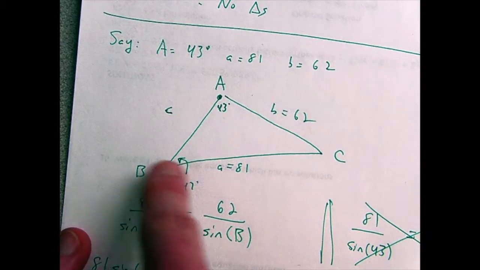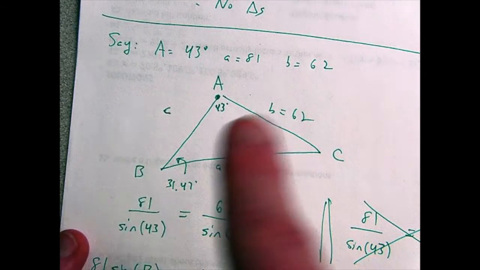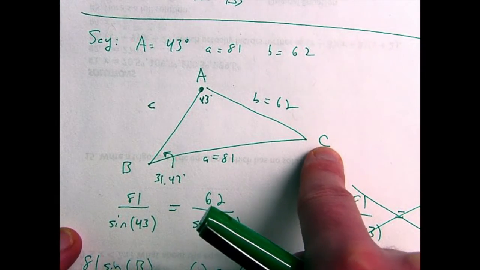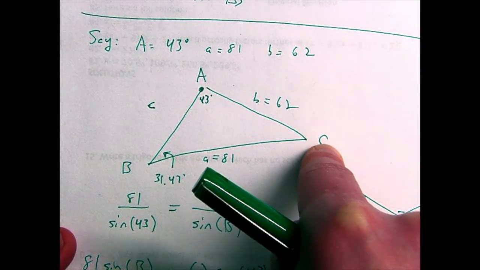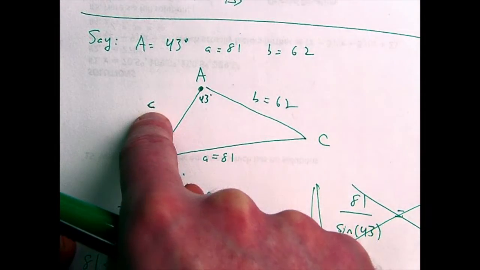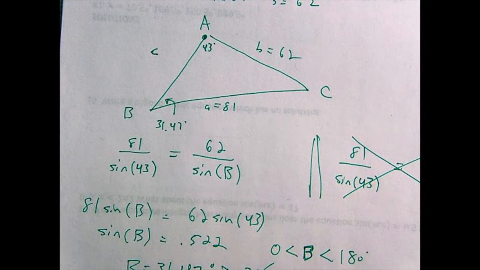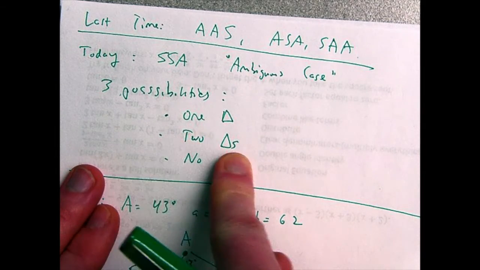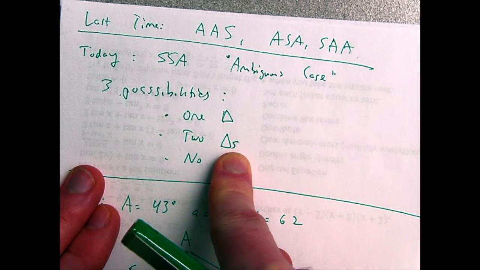You have two different values for B, and of course those two different values for B lead to two different values for angle C, and that leads to two different values for little c, which means you actually have two totally different triangles which match the initial given data. That's what I mean when I say you can have two different triangles.